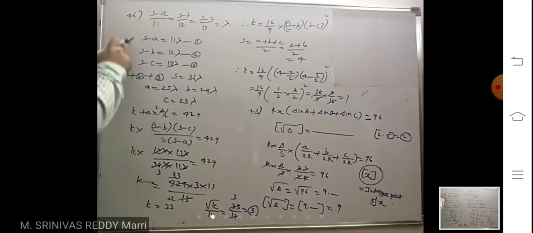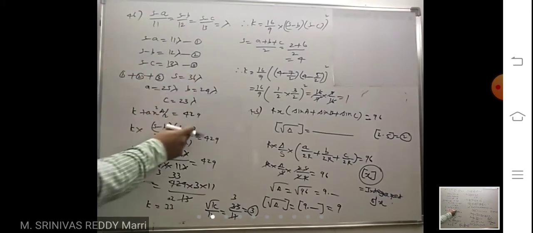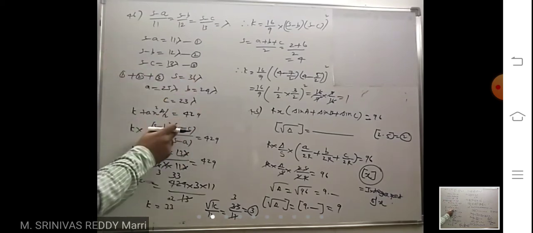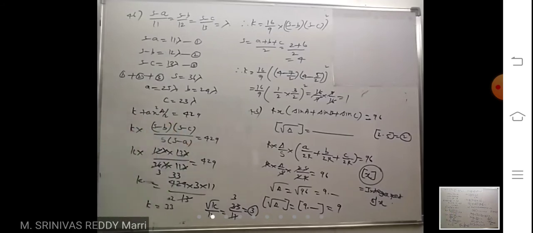Direct formula only. You got S, calculate, and here you don't need A, B, C also. Only S minus B, S minus C, S minus A. Yes, already you got them here. Direct formula.